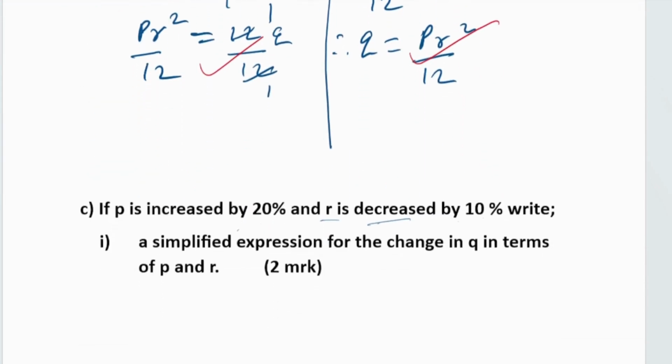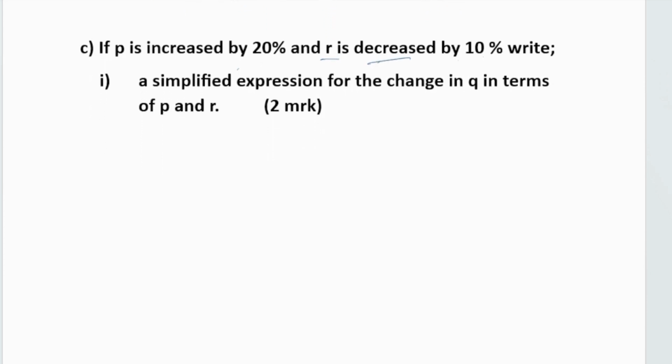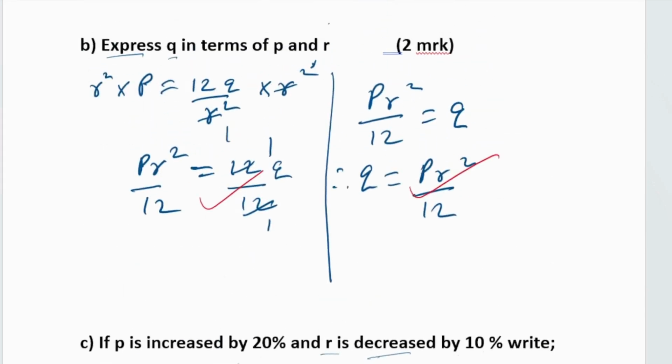Now we have this part C. If P is increased by 20% and R is increased by 10%, write a simplified expression for the change in Q in terms of P and R. Remember we have said that Q is equal to PR squared over 12. That is from here.